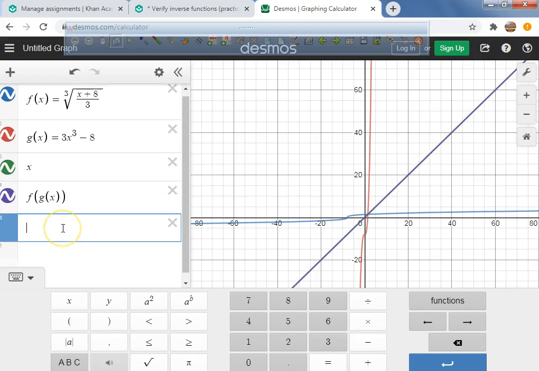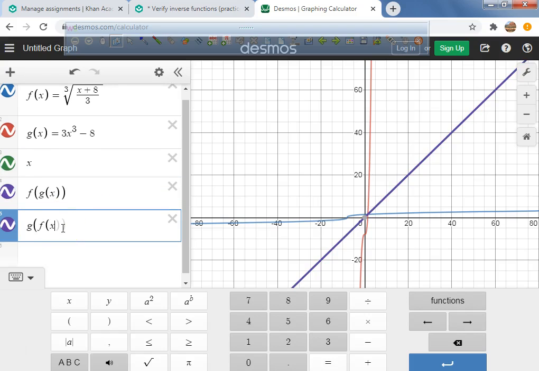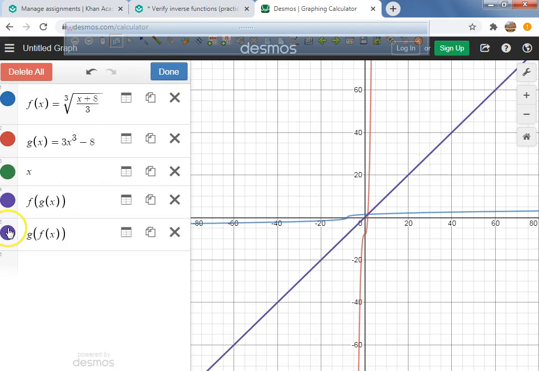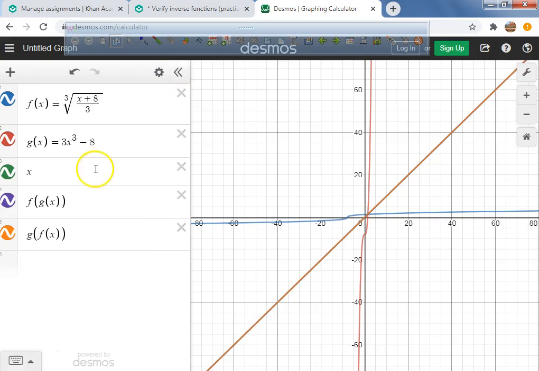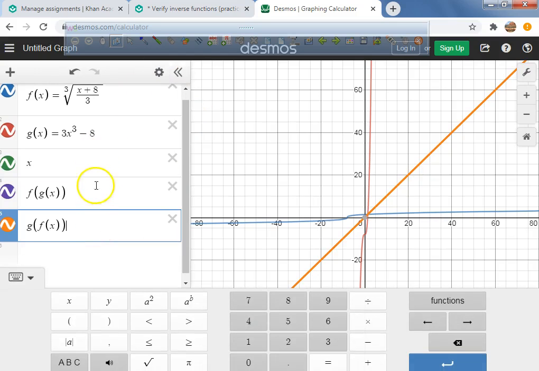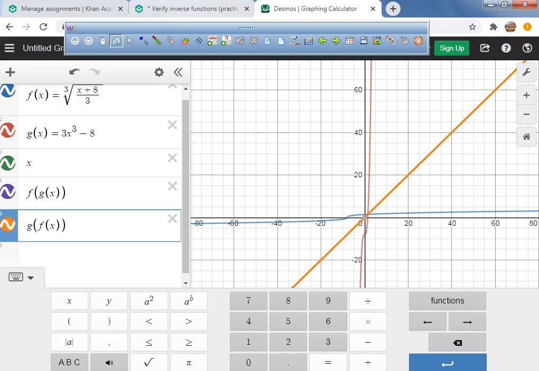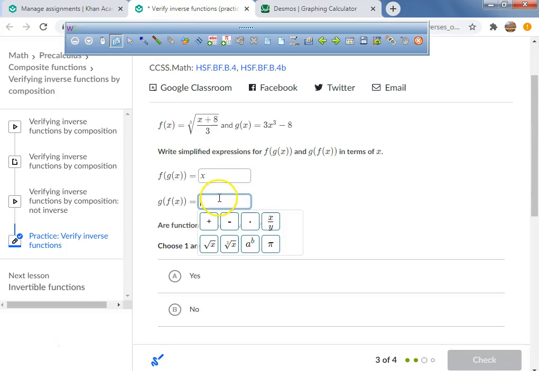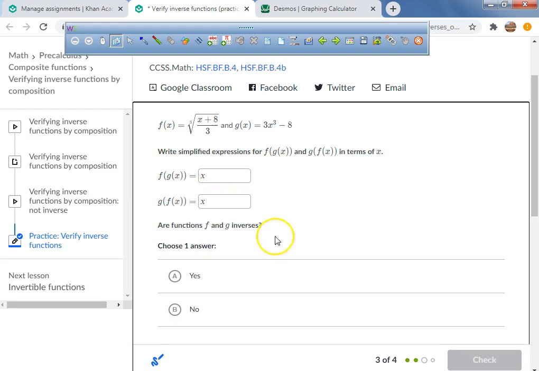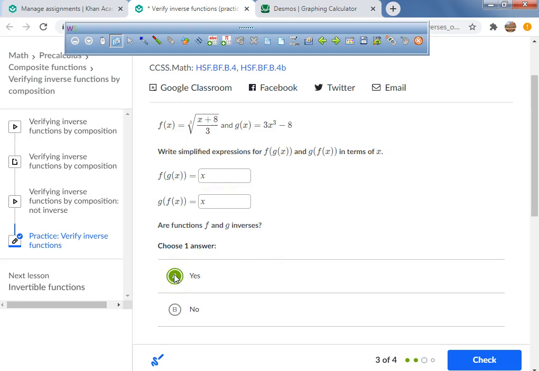They match, right? So you could also do g of f of x with your keyboard. And then I'm going to change the color to orange. And what do you notice about the green, the purple, the orange? They're all the same. So when all of these reflect across y equals x, what does that tell you? That tells you that that's an x. That's an x. And lastly, yes, they are inverses.